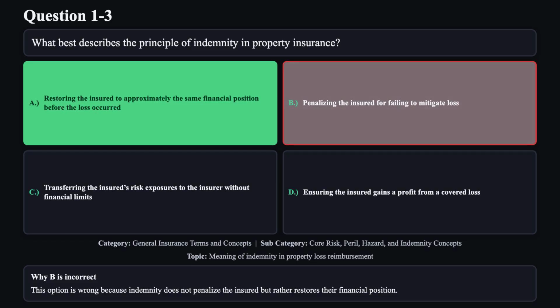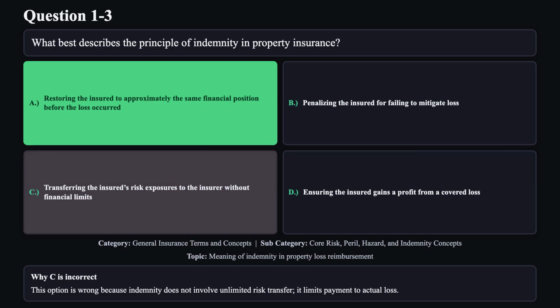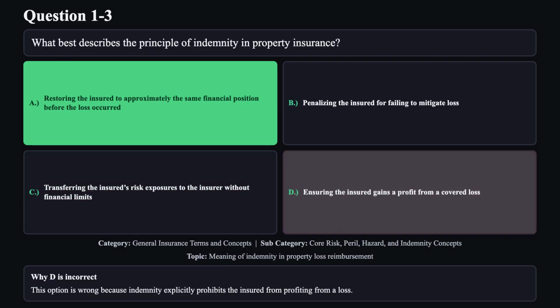Reason B is not correct. This option is wrong because indemnity does not penalize the insured but rather restores their financial position. Reason C is not correct. This option is wrong because indemnity does not involve unlimited risk transfer. It limits payment to actual loss. Reason D is not correct. This option is wrong because indemnity explicitly prohibits the insured from profiting from a loss.